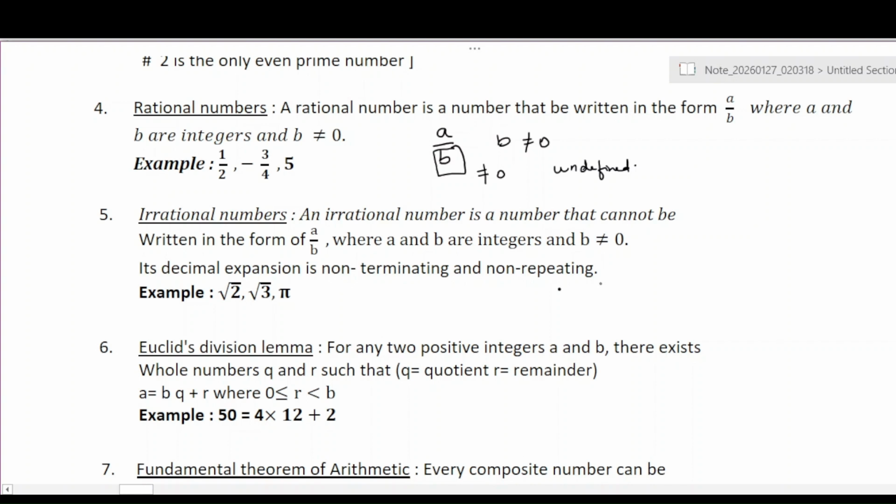That is, when you have the values of root 2 and root 3, what is the value of root 2? The value of root 2 is 1.41421 and so on, and the value of root 3 will be 1.73205 and so on. Okay, so these are non-terminating. Non-terminating means they don't terminate, and non-repeating means they don't repeat also. So non-terminating and non-repeating numbers are irrational numbers. No ending and no repetition.